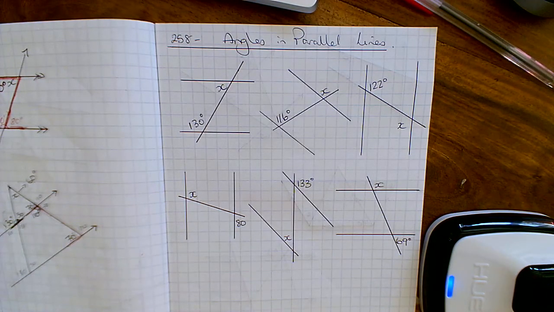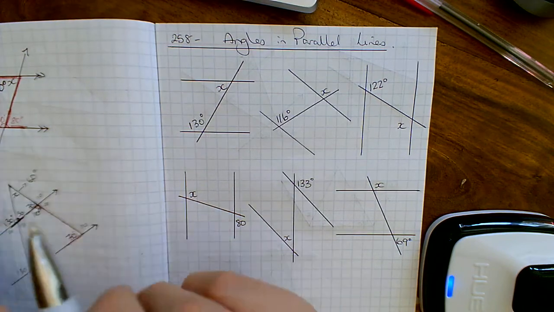This is 258, angles in parallel lines. Let's go. This gets quite hard. Right, so the three basic rules for parallel lines.